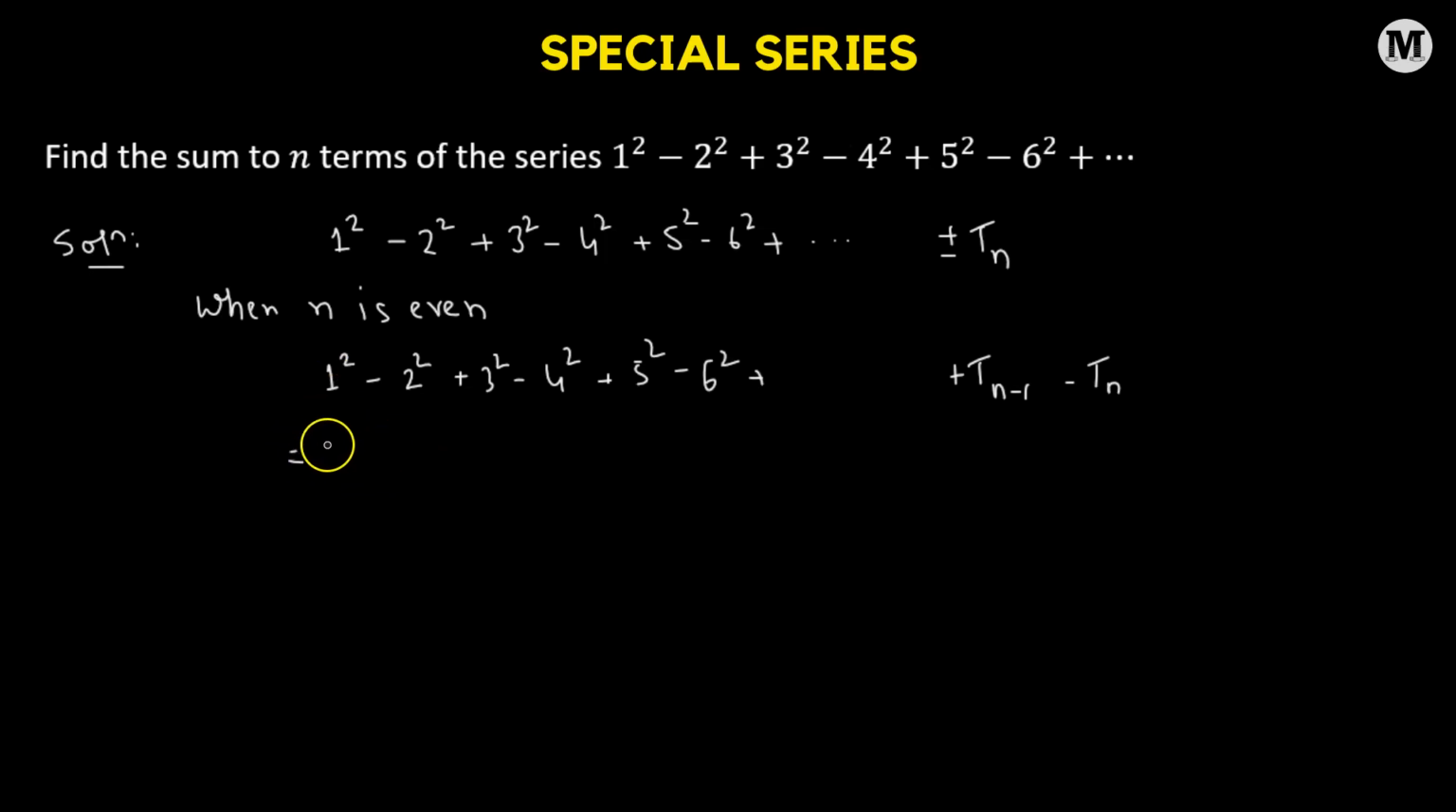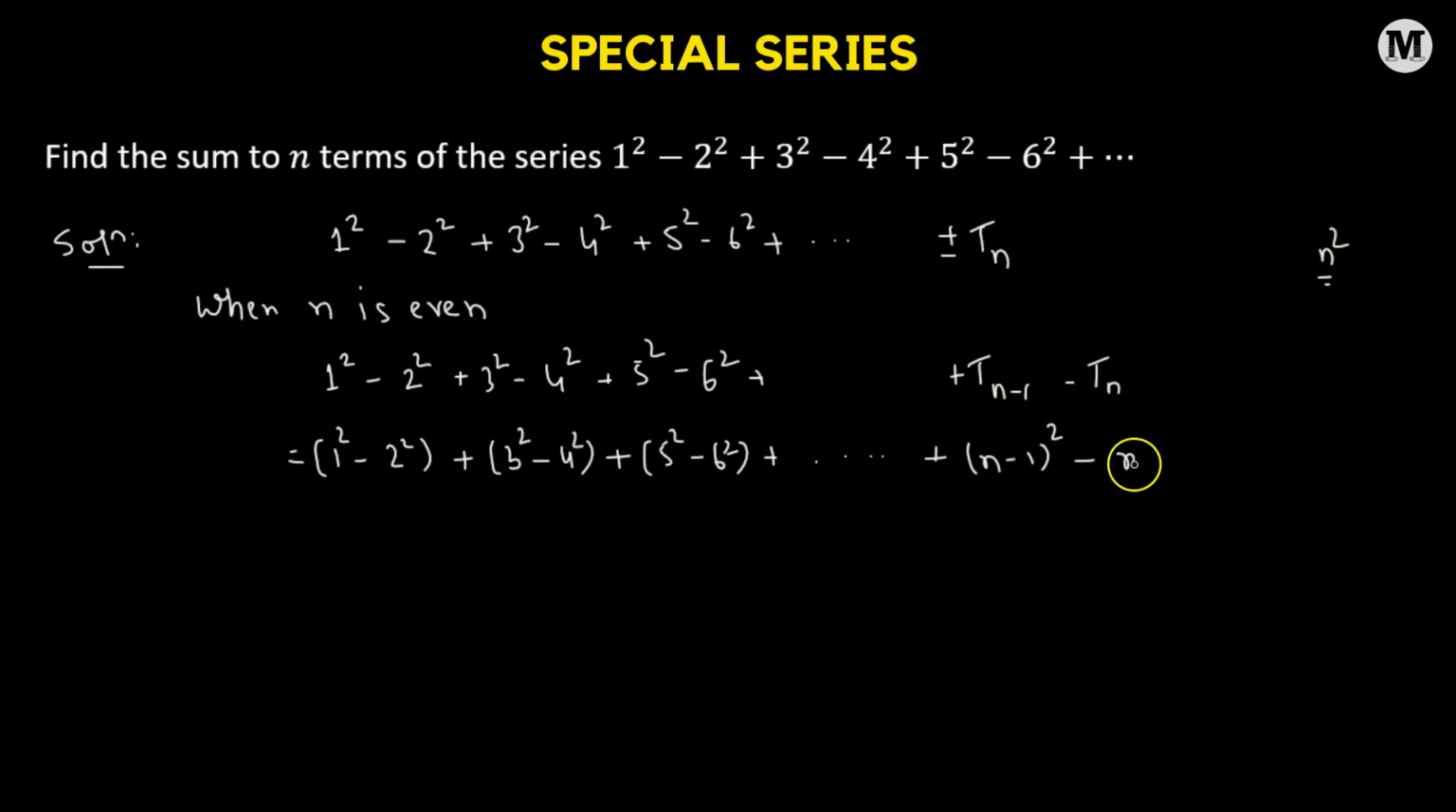Okay, now let's pair them up, two terms at a time. So here we will consider 1 squared minus 2 squared. This is going to be one pair. Then the next pair, that's going to be 3 squared minus 4 squared added to 5 squared minus 6 squared, all the way up to the last term. Now what is Tn minus 1 and Tn here? If we try to find the general term or the last term, this is simply going to be n squared. That means the second last term is going to be n minus 1 whole squared minus the last term, which is simply n squared.